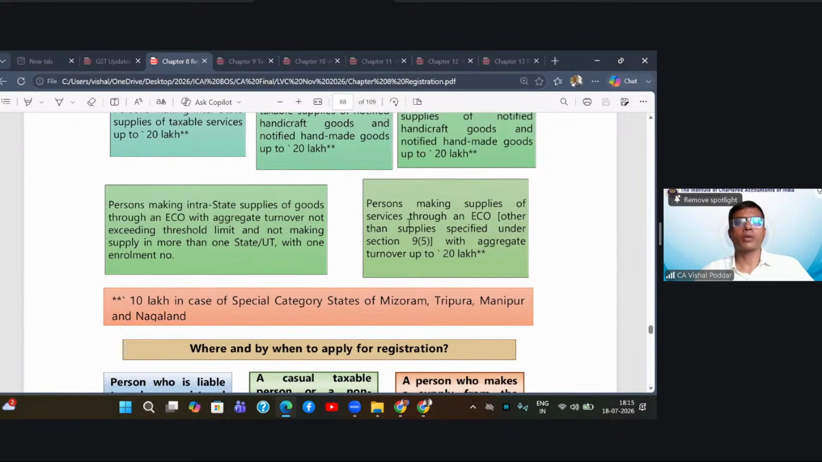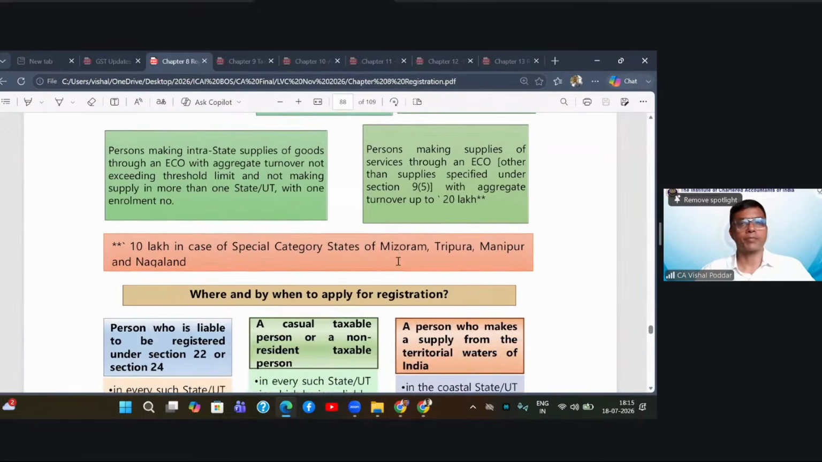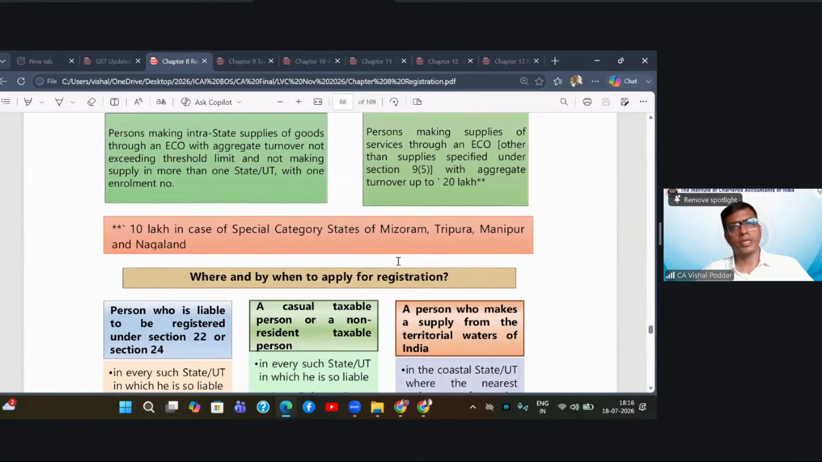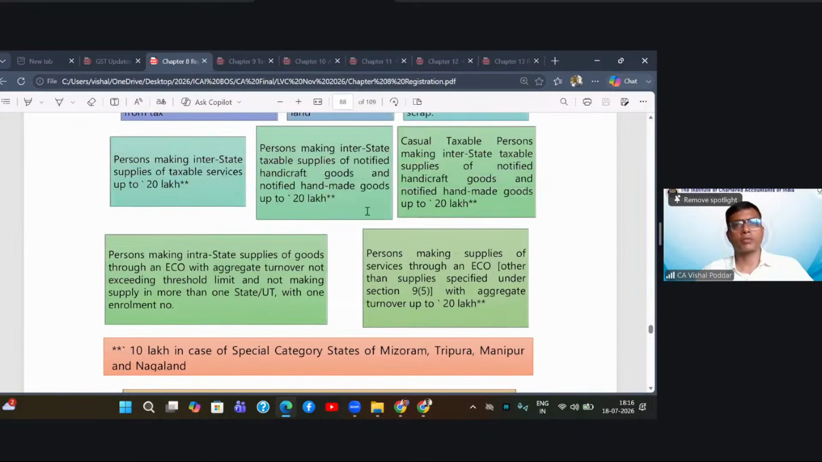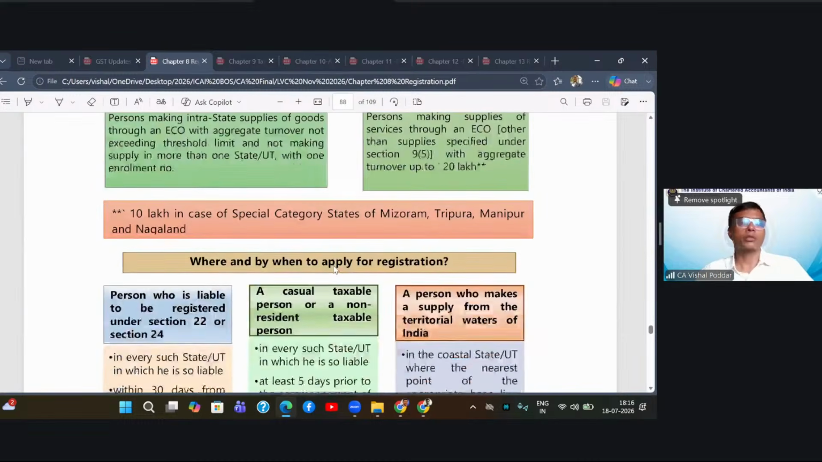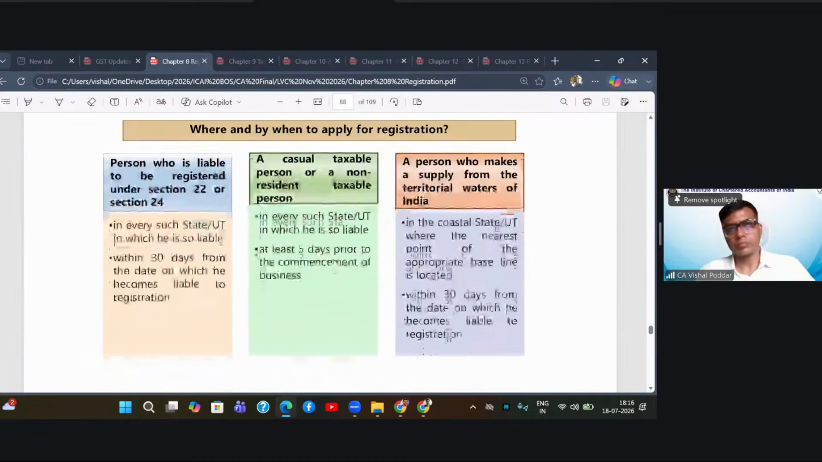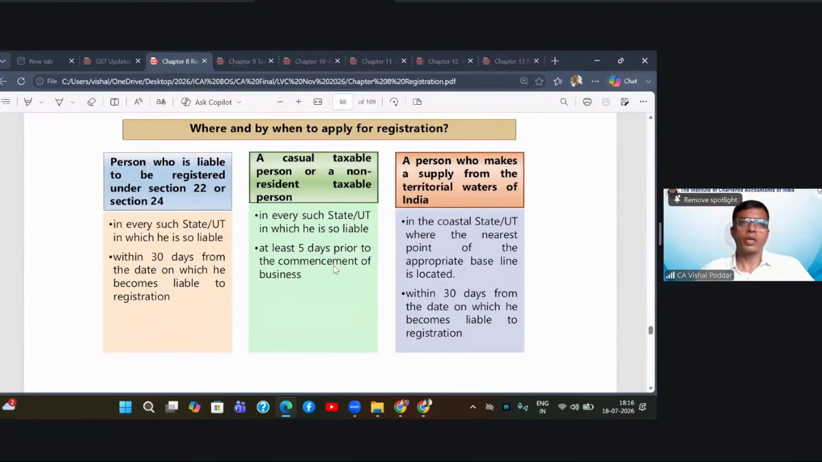Person making supplies of services through an ECU other than supplies specified at the 9.5 up to 20 lakhs. Now, wherever we have written 20 lakhs, as we have seen earlier, for some states, instead of 20 lakhs, the limit is 10 lakhs. So over there, this particular provision, wherever 20 lakhs has been written, is to be read as 10 lakhs.